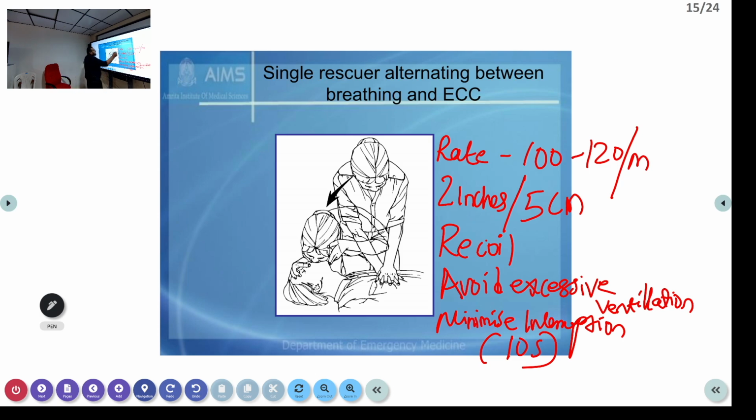So you have to give high quality CPR: rate, depth of 2 inches or 5 centimeters, recoil, avoid excessive ventilation, and minimize interruption. So these are the things that you need to remember.